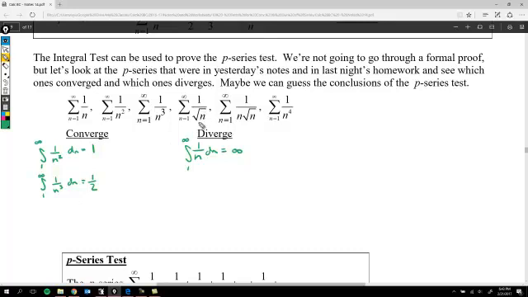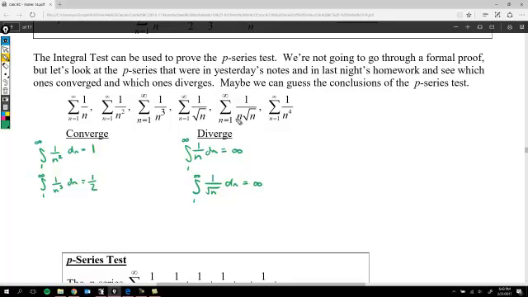Right here, if I take the integral of 1 over the square root of n, I end up with 2n to the 1/2 power. Again, that goes to the numerator, so if I plug infinity into that, that tends towards infinity. So that's going to diverge. 1 over the square root of n is going to diverge to infinity.